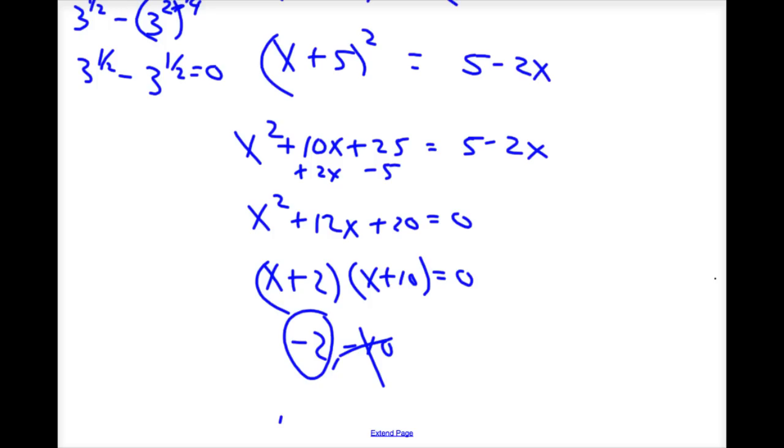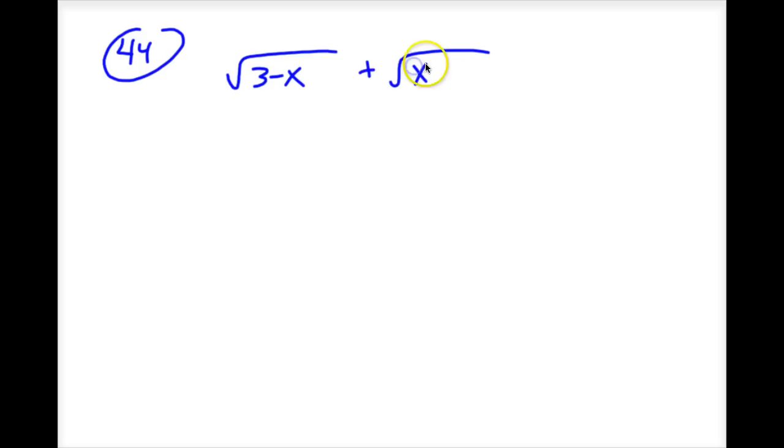Now, I decided to add a problem that isn't in your notes. So I'll go through that here quickly, but you'll have to have another sheet of paper out for that. It was number 44 on page 395. And it looks like this. Square root of 3 minus x plus square root of x plus 2 equals 3.